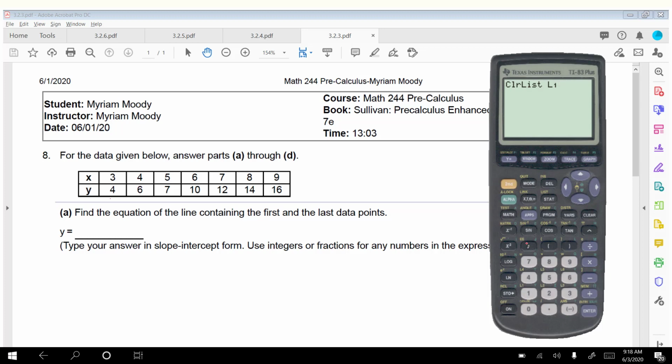And I have to hit a comma in between. If I don't hit the comma, it's not going to recognize L1, L2. It needs to have a comma in between the 2 lists you want to clear. So once I do that, I'm going to hit enter, and it says done, which means my lists are cleared. So now I'm going to go back to stat, and I am going to just hit number 1 because I want to edit my lists.